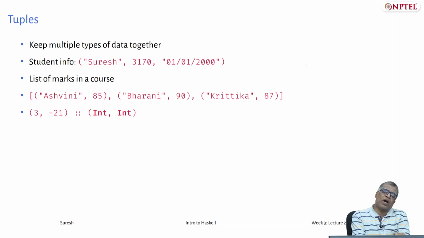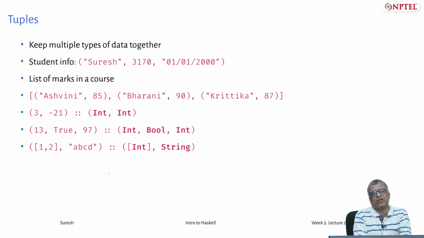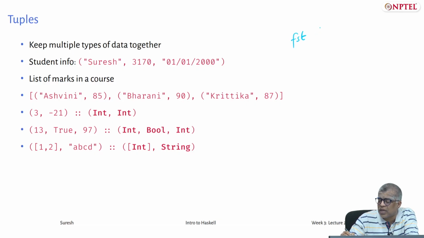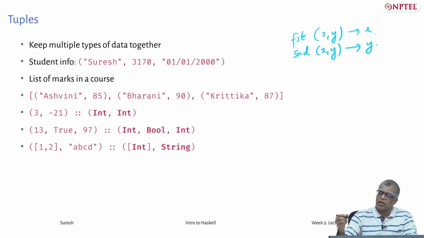So here is a pair of integers 3 comma minus 21. Here is a triple 13 comma true comma 97, which is of type int comma bool comma int. Here is a pair where the first element is a list of integers, the second element is a string, and so on and so forth. You can have various such different kinds of tuples. Now the first and second functions are available for pairs. They are not available for tuples of other lengths, but you can always use pattern matching.